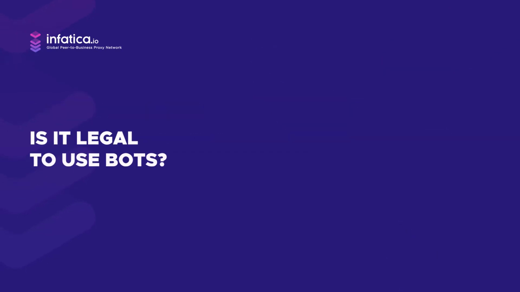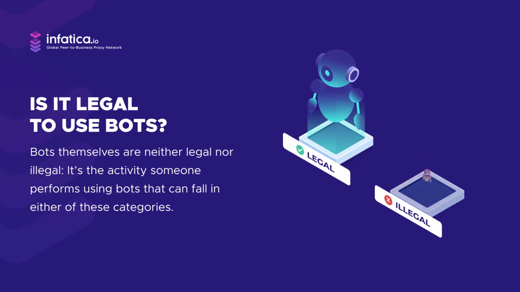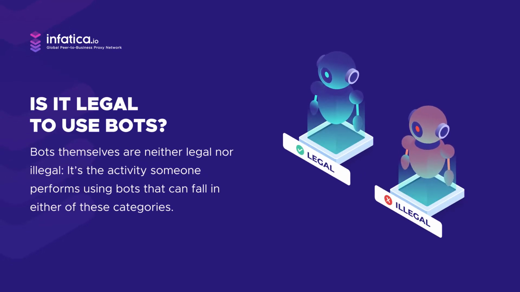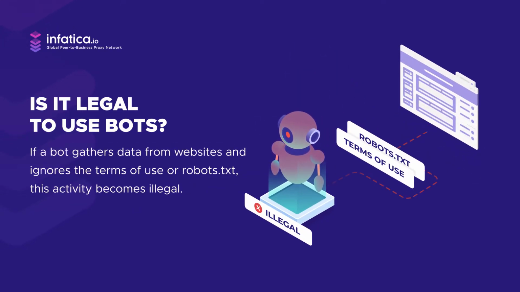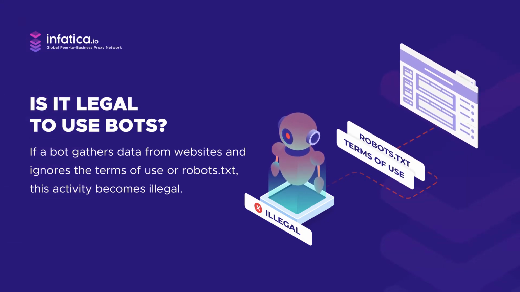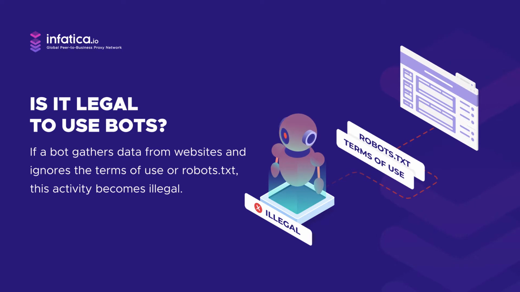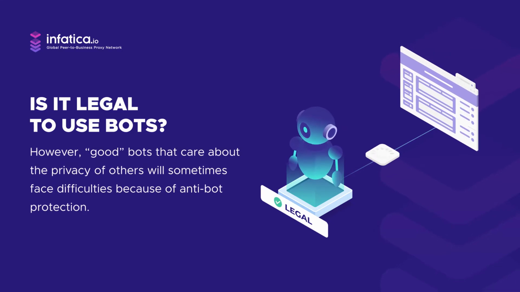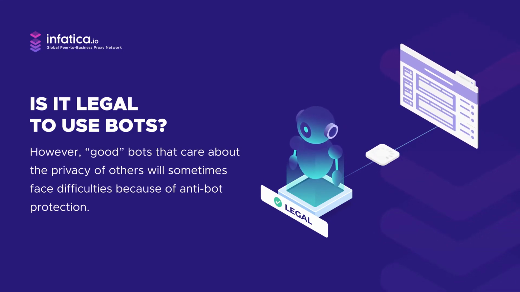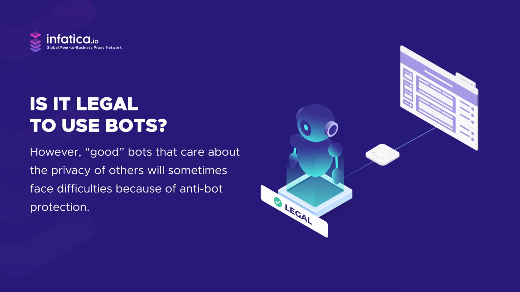Bots themselves are neither legal nor illegal. It's the activity someone performs using bots that can fall in either of these categories. For example, if the person who is using a bot to gather data from websites ignores the terms of use, robots.txt of that site, or the wishes of its owner, this activity will violate the privacy of the website owner, thus becoming illegal. However, even those who are using bots with good intentions and care about the privacy of others will sometimes face difficulties because of anti-bot protection.